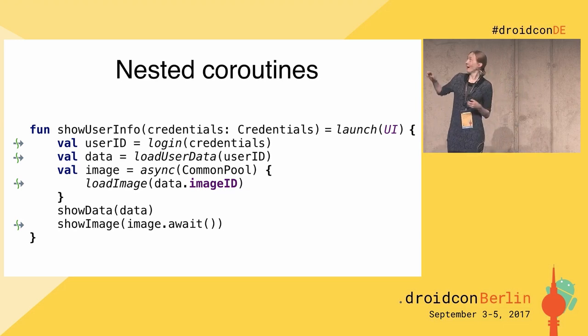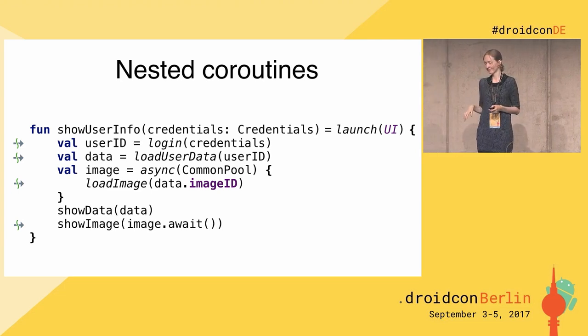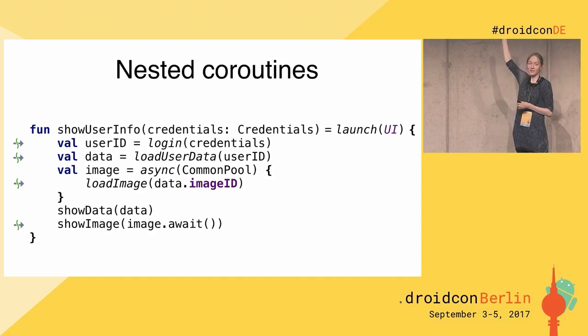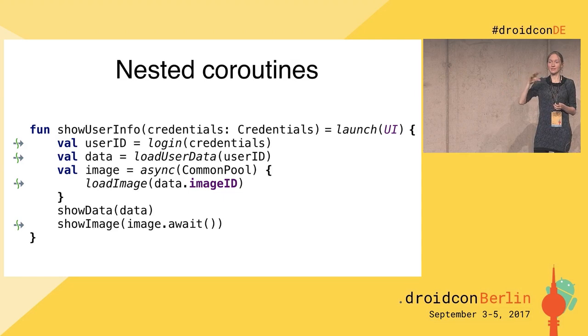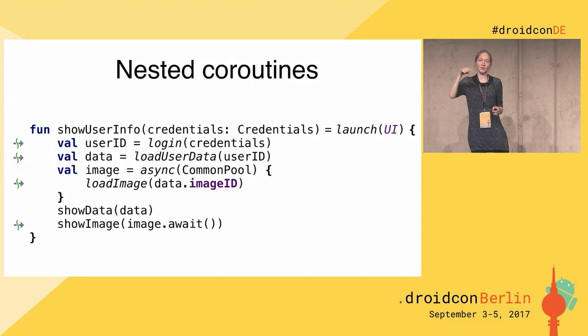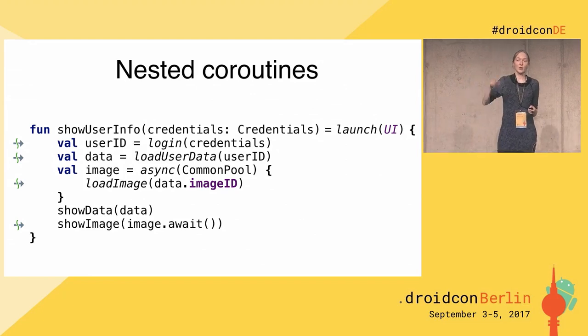And here you see these symbols, this arrow with this symbol, and they represent the suspension points. So you can see them in IntelliJ or Android Studio. They mark directly where your computation might be suspended. So they are placed whenever you call a suspend function.